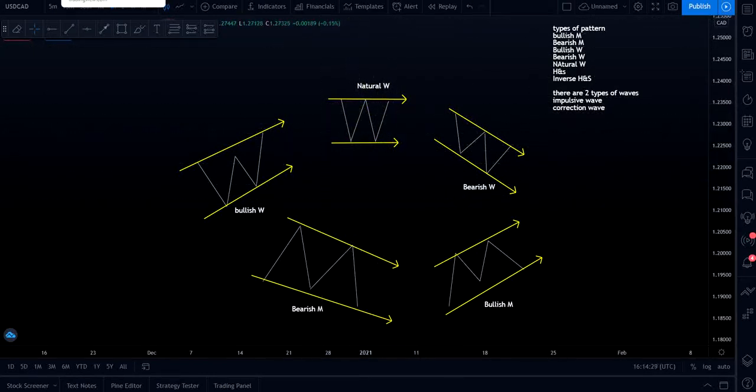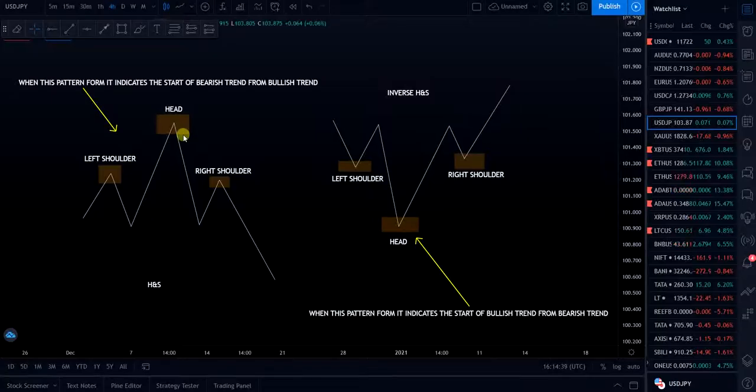Moving to the next pattern, that is HNS. There are 2 types of HNS. One is a regular HNS and another one is an inverse HNS. HNS means head and shoulder pattern. There are 2 shoulders and 1 head in both patterns. In HNS, the left shoulder will always be higher than the right shoulder. And as I have written down here, when this pattern forms, it indicates the start of a bearish trend from the bullish trend.